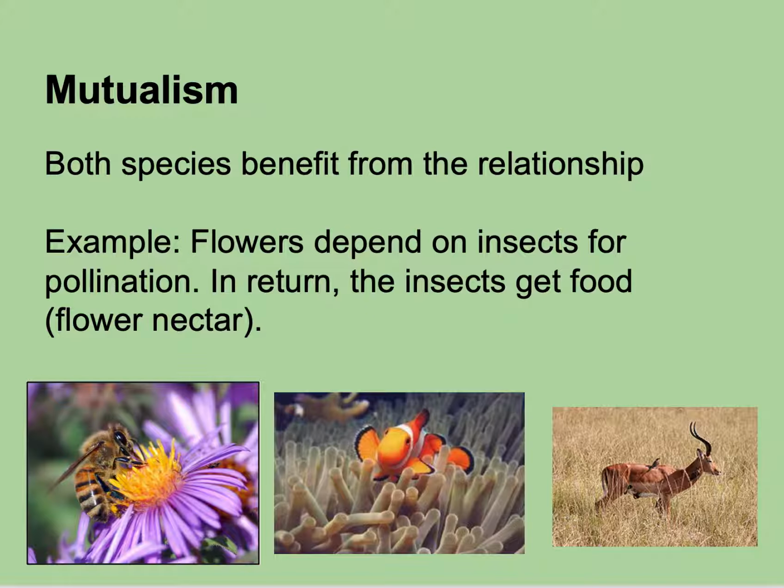Both are getting something good out of it. So flowers and bees, or whoever's pollinating them, the flower is used to reproduce for the plant. But since plants can't get up and go reproduce with another plant, they need to have another way to send their pollen or whatever they have to the other plant.